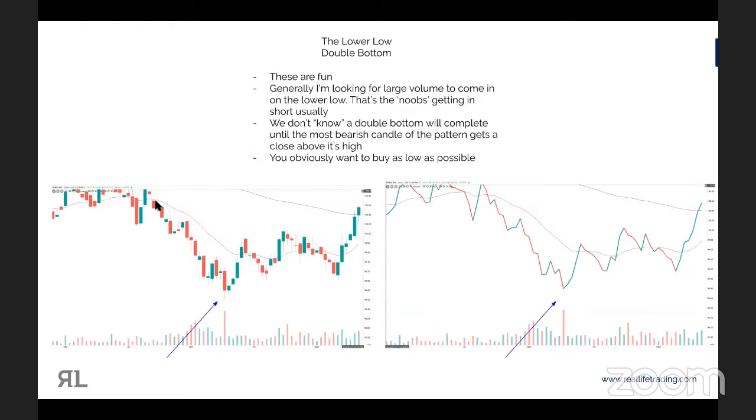David says, do you find they work better with the second low lower than the first? Getting there, my man. I'm getting there.